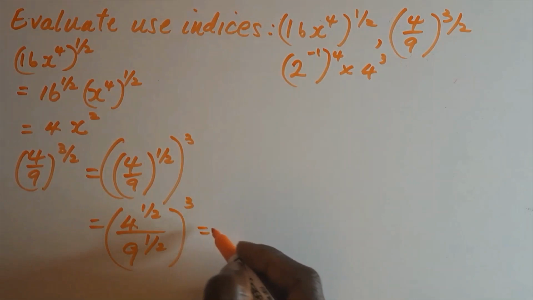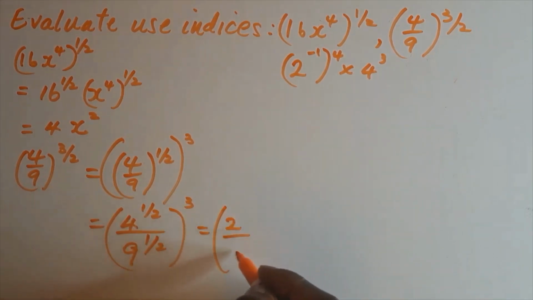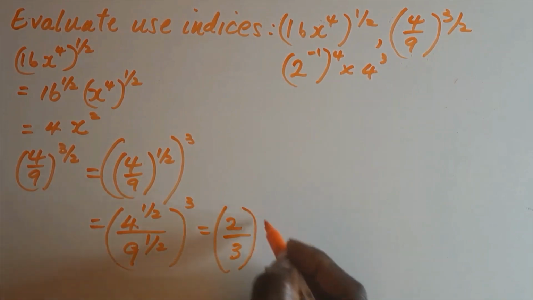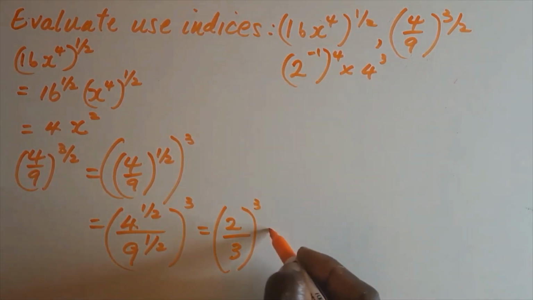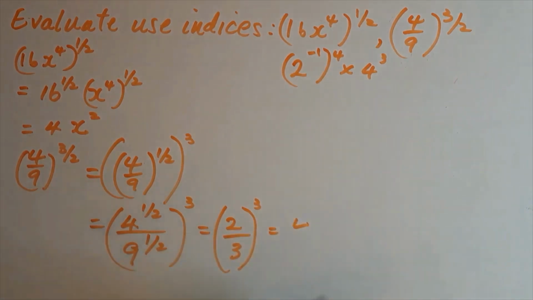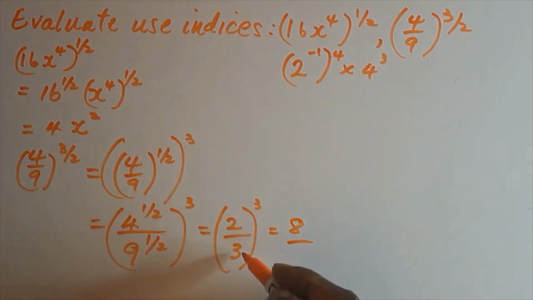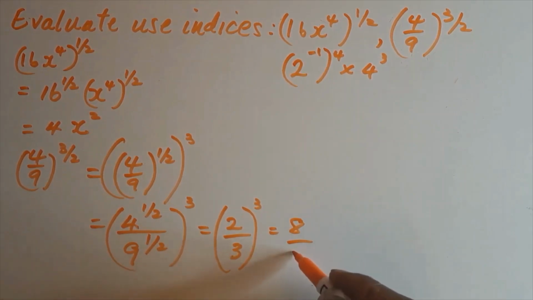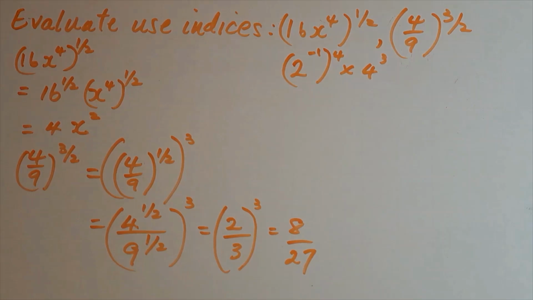And this is equal to 2/3. And we cube the result, which gives us 8. 2 cubed is 8 over 3 cubed is 27. So that's our result.